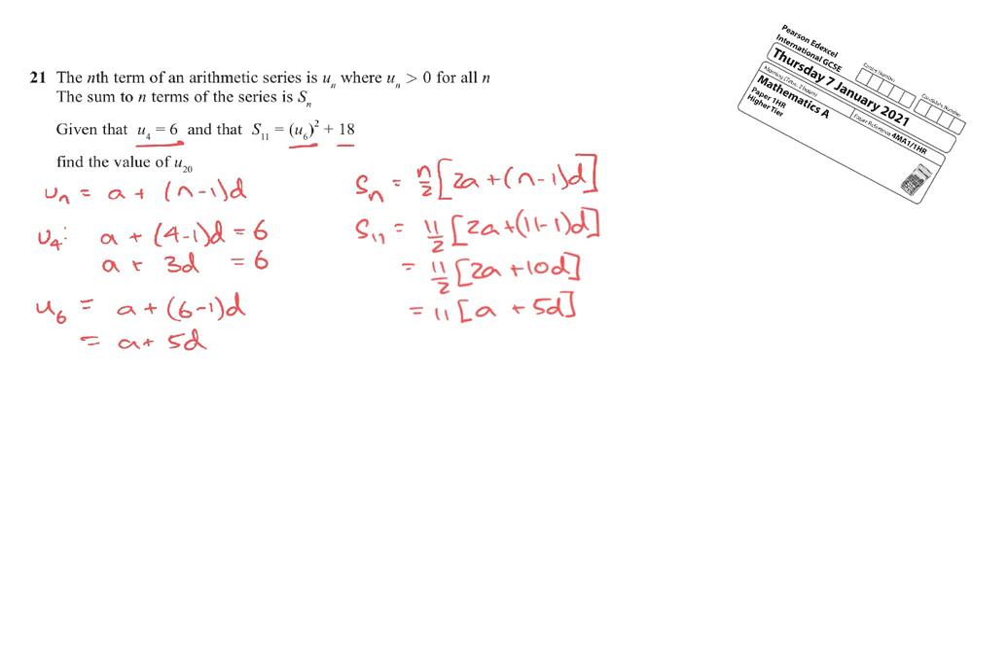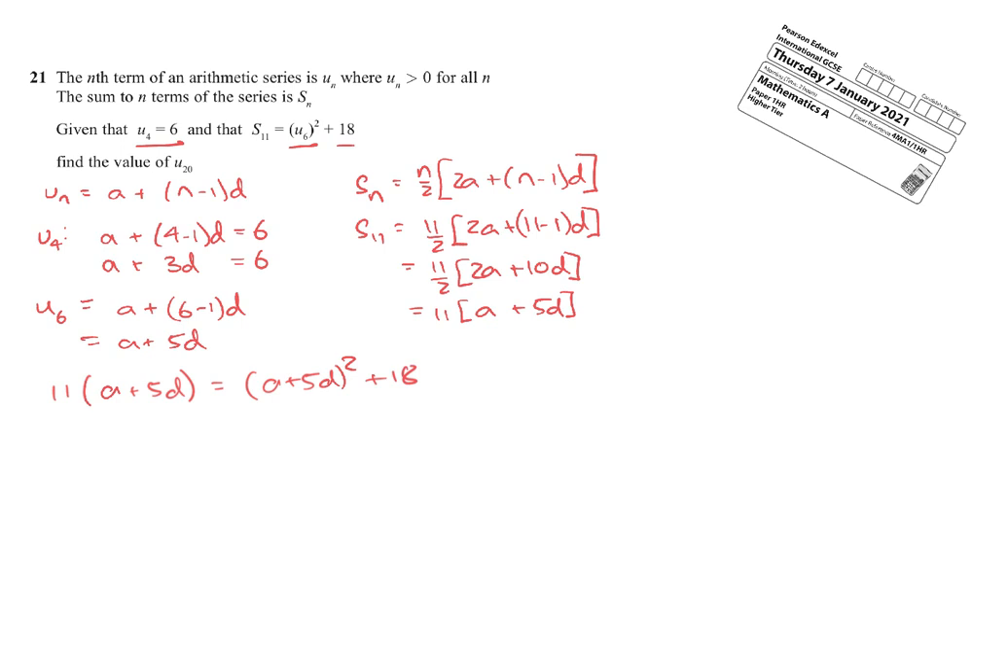The next step is to put these things together into this expression here. So S of 11 I've just shown is equal to 11 multiplied by a plus 5d, and it equals u6, which is a plus 5d squared, plus 18. Now here I've got an equation, one equation with two unknowns. That's not helpful. I have another equation here with the same two unknowns. So it's kind of simultaneous equations. The easiest thing, because I've got the squared term, is to just take this and rearrange it so I have a equal to something. And then do a substitution.